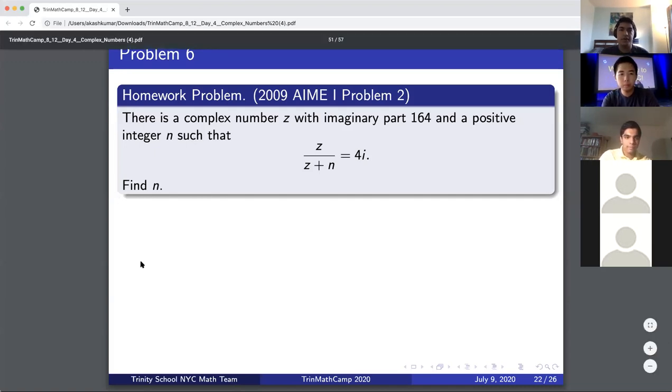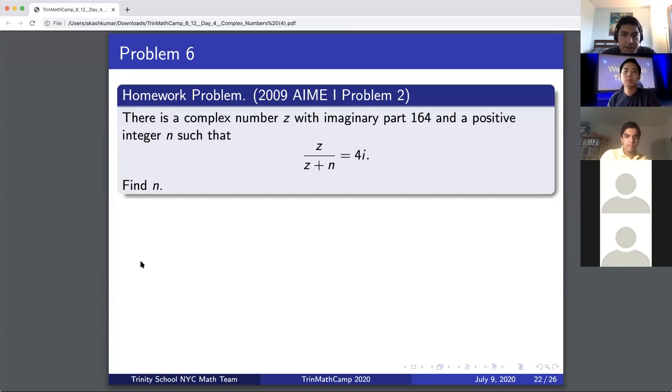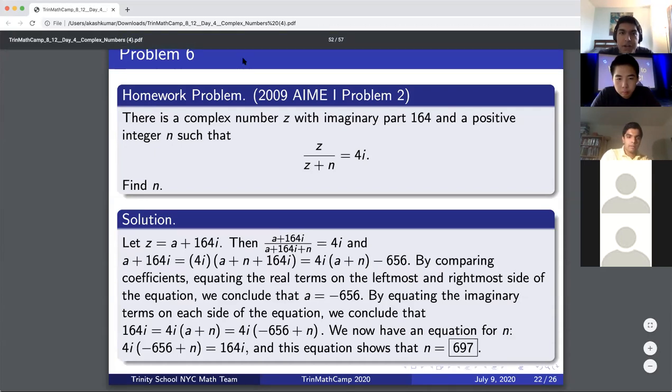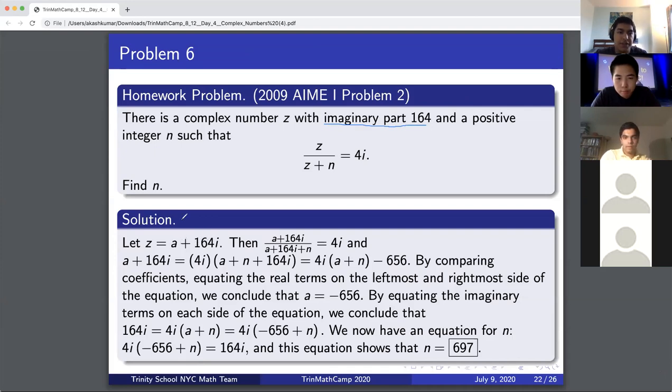All right, cool. So I'll just read it out and then we can talk about how to do it. There's a complex number z with imaginary part 164 and a positive integer n such that z over z plus n equals 4i. The goal is to find n. First we can let z equal a plus 164i. If we remember the real part and imaginary part, just taking out the annotation, we see that the imaginary part is 164. So that's why we put this 164 here. And then a denotes the real part, which we don't quite know what it is yet.